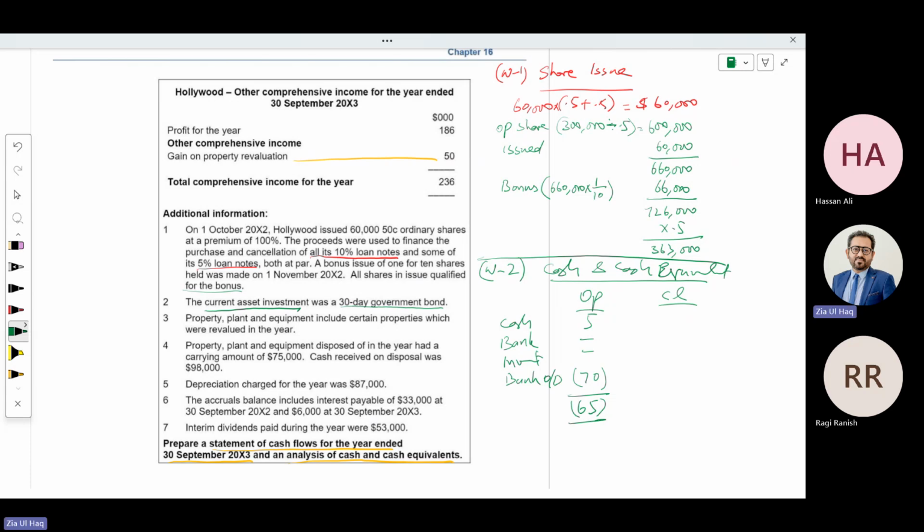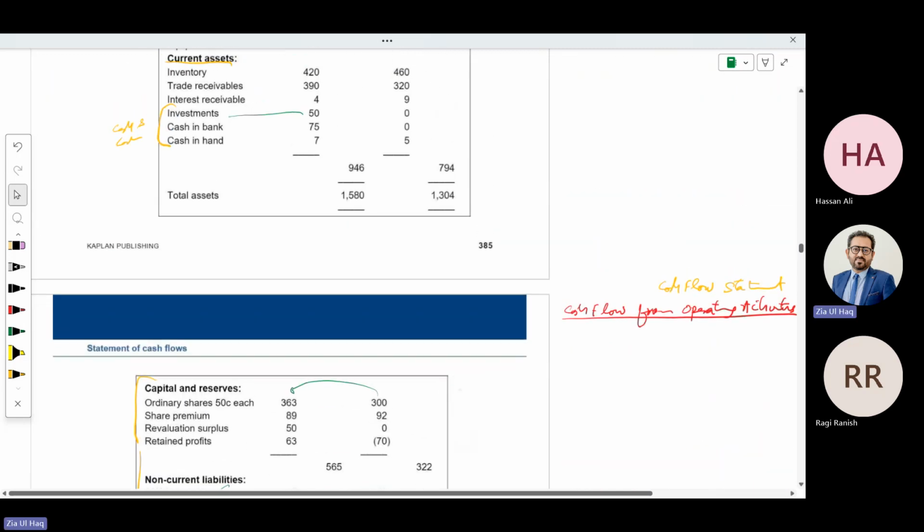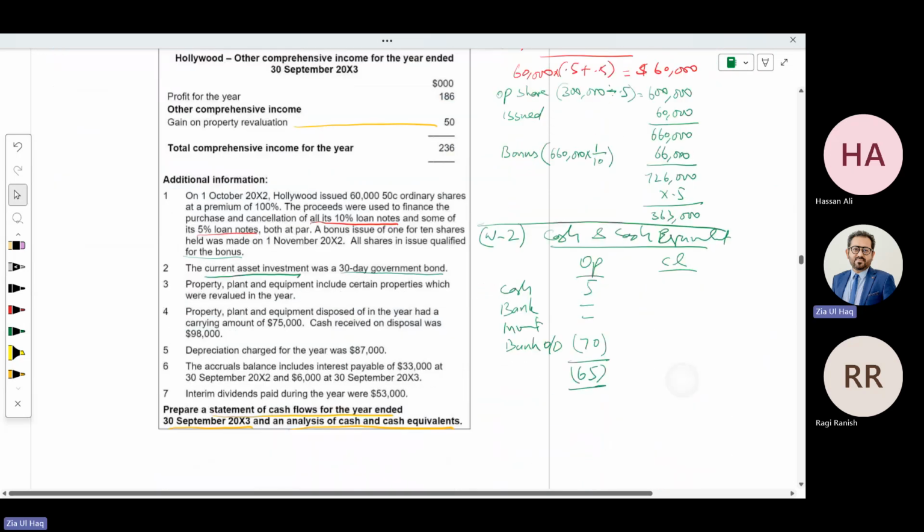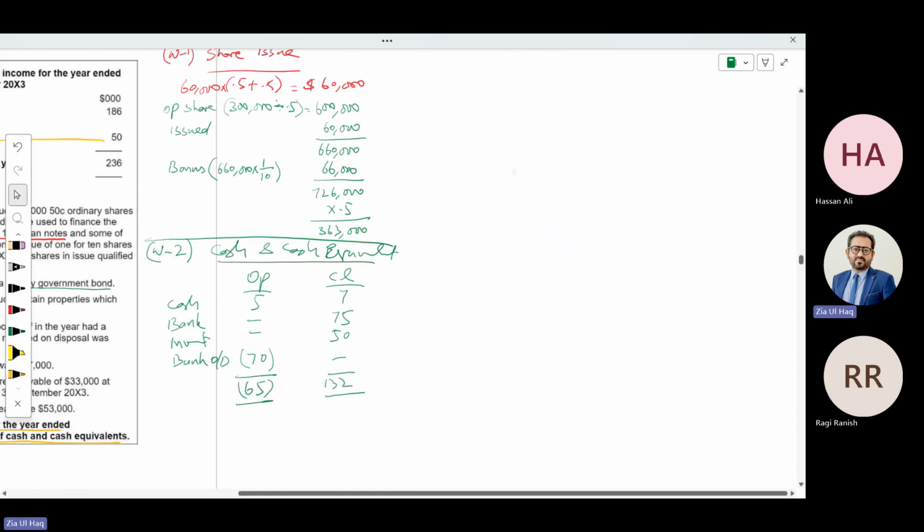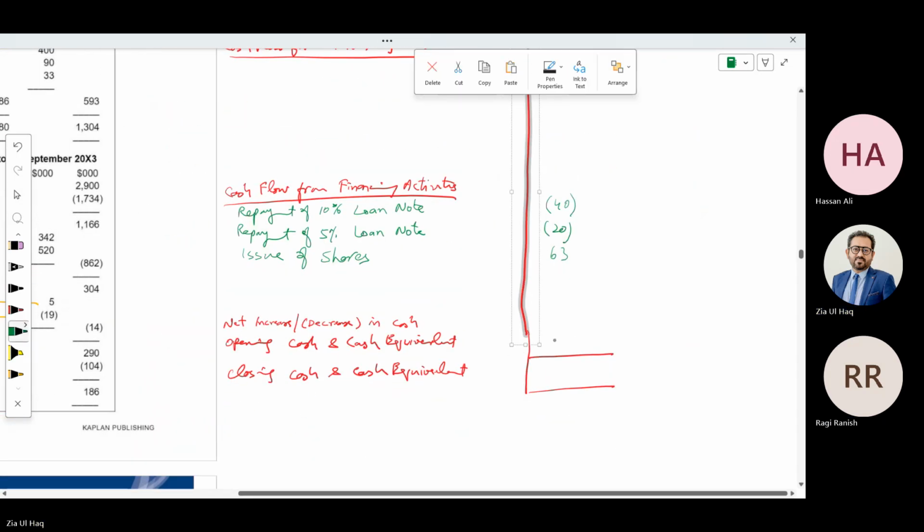And what is the closing? We have cash 7, bank 75, investment 50. No overdraft for the current year because we have a positive cash balance. How much is altogether? 132. So we can put this 65 opening balance negative, and this could be 130.